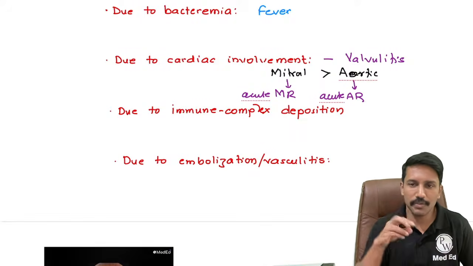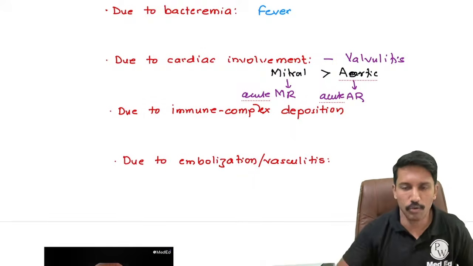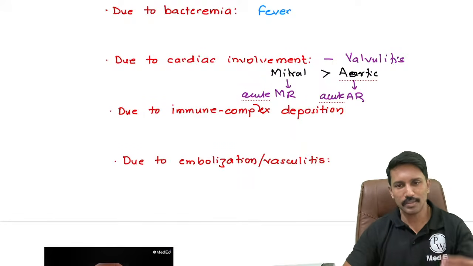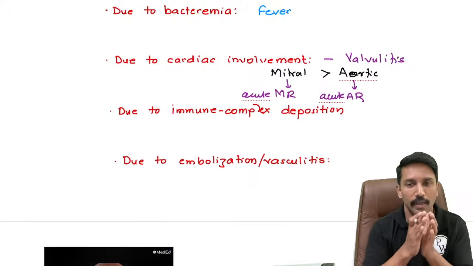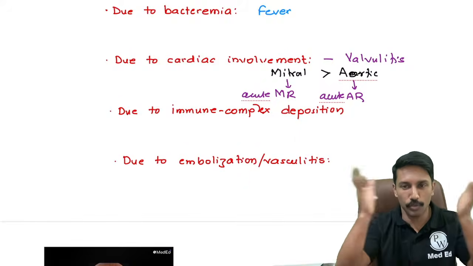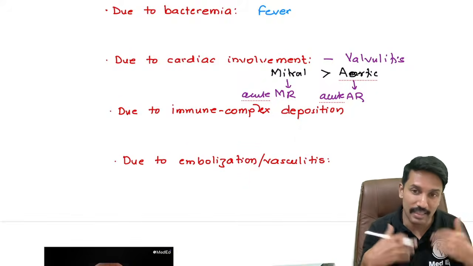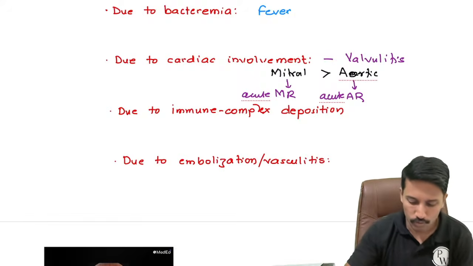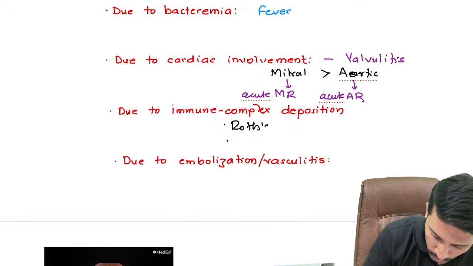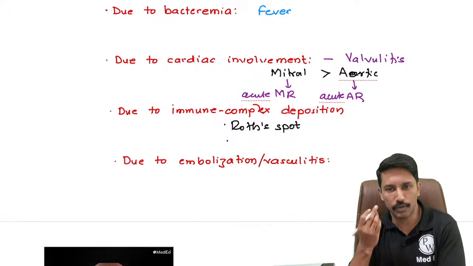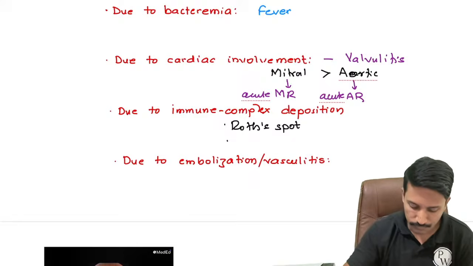Now, apart from that, if there is an infection, the body will produce antibodies against it. These antibodies and the bacterial antigens can combine to form immune complexes. And those immune complexes can get distributed to other tissues, deposit there, and cause manifestations. So immune complex deposition can lead to a few important manifestations. One of them is Roth spots. Tiny hemorrhages on the retina. We call them Roth spots.